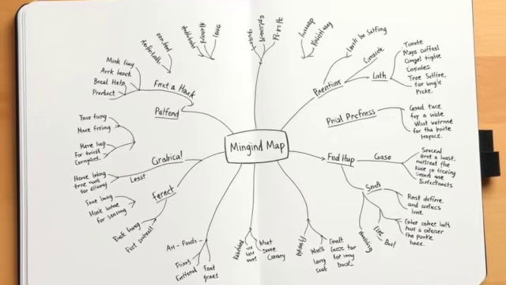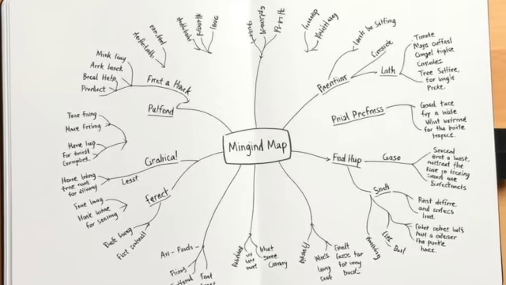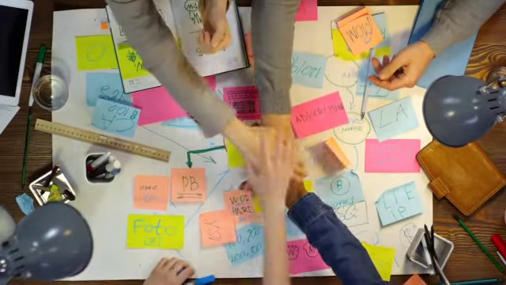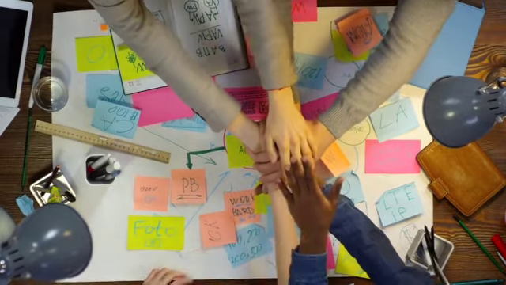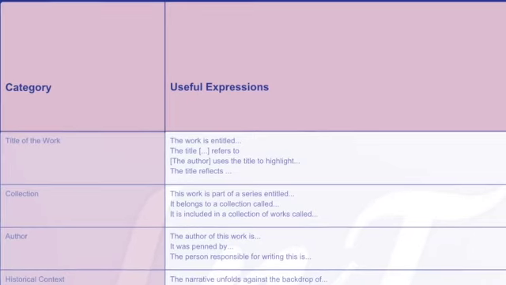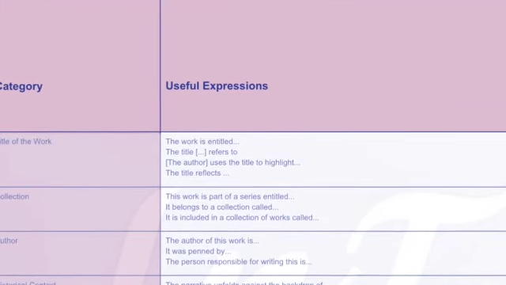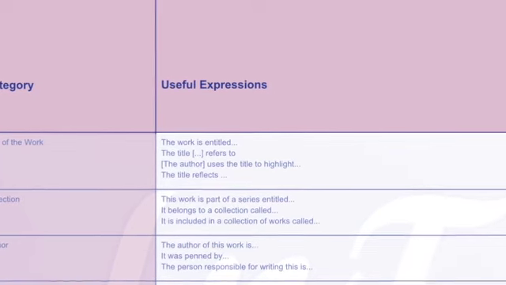And here's an exam tip. Use your mind map to stay calm. If you forget a specific word, like laboratory, look at your keywords. Use your useful expressions to gain time while you think of the next point.